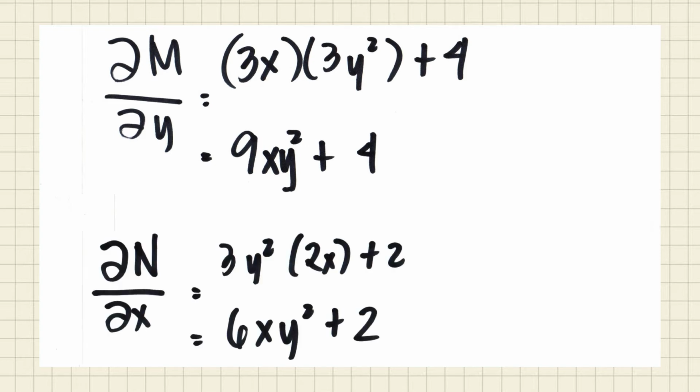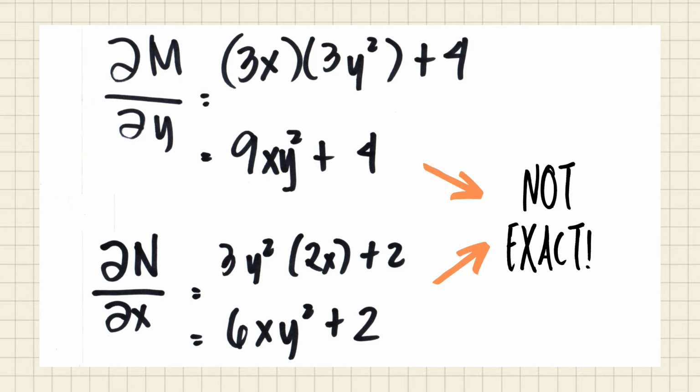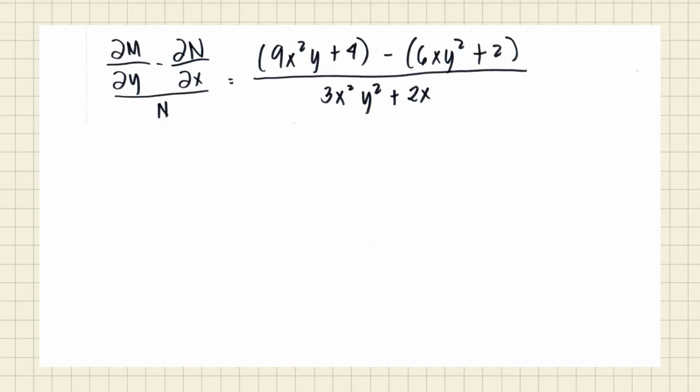Sa partial derivative of N with respect to x is equal to 3y squared multiply sa derivative ng x squared, which is 2x, plus derivative ng 2x, which is 2. Kung isi-simplify natin, ito ay magiging 6xy squared plus 2. So nakita naman natin na hindi exact ang differential equation na to. Kailangan nating maghanap ng integrating factor.